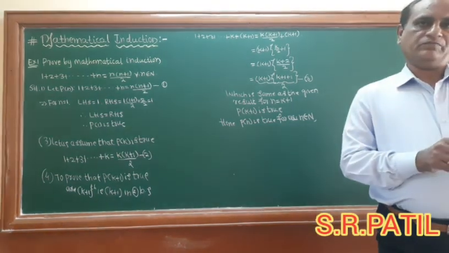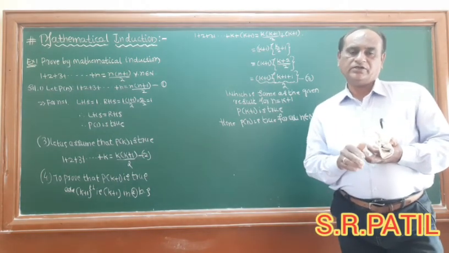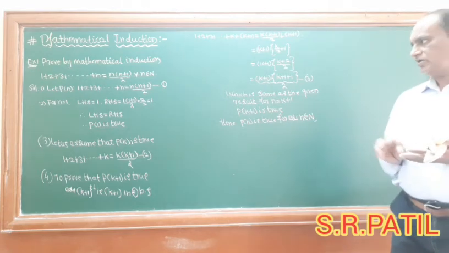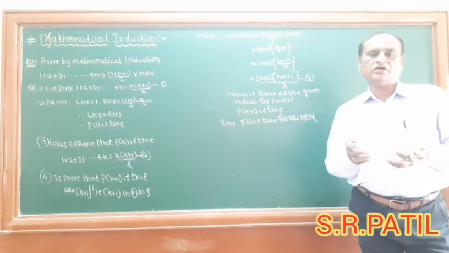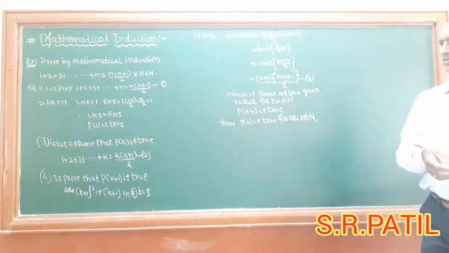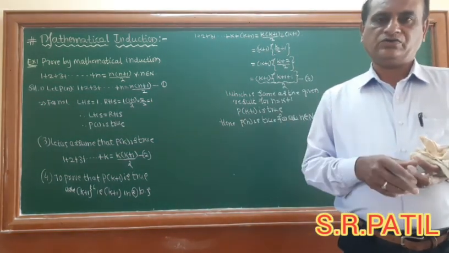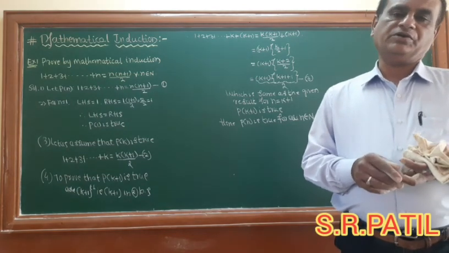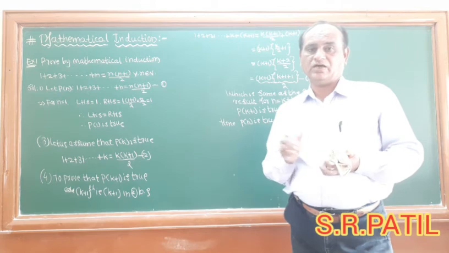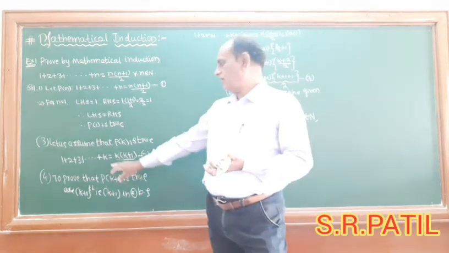This is a very simple process, proved by mathematical induction. In this problem, first step: let P(n) be the given equation, and in the second step, for n equal to 1, LHS and RHS have the same value. Therefore LHS is equal to RHS, so P(1) is true. Third step: let us assume P(k) is true, that is n equal to k, equation number 2. Then you have to prove that P(k+1) is true. For that, add the (k+1)th term in the equation.